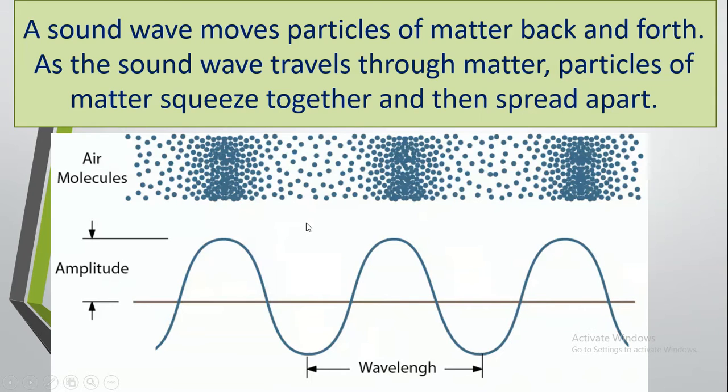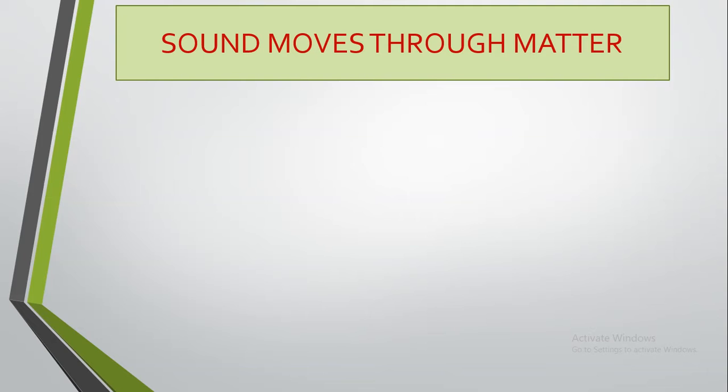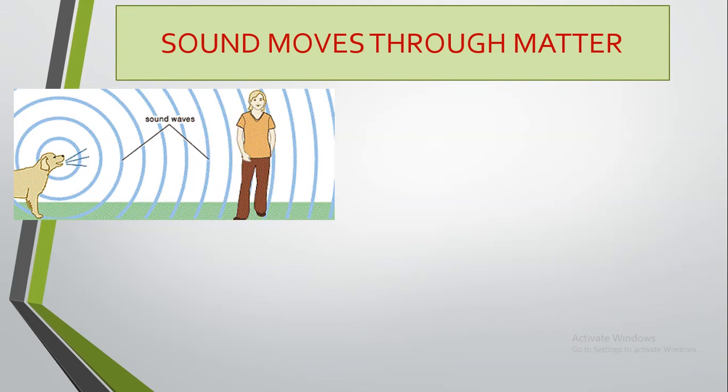When a sound wave travels from its source, the particles that carry the wave do not travel with the wave. The particles move back and forth but stay in the same general location. For this reason, a sound wave can travel only through matter. It cannot travel through empty space.